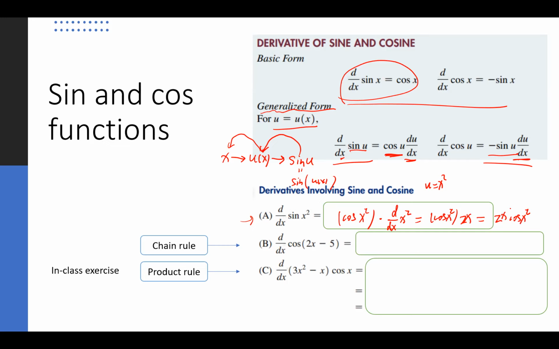All right. And for the second question, we can apply the chain rule as well, similarly, as we mentioned.